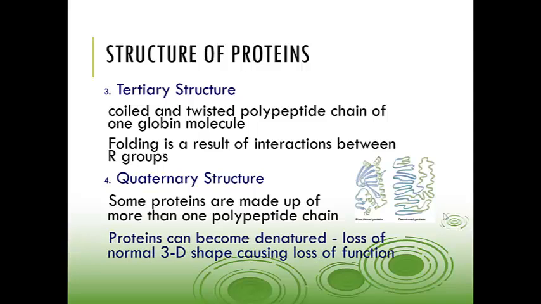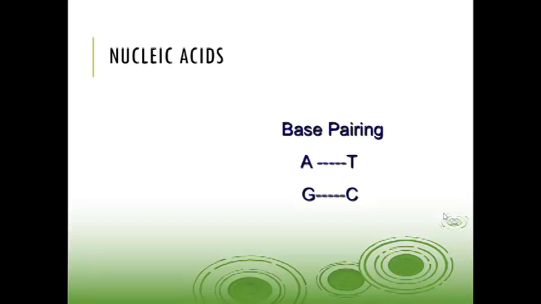Proteins can become denatured. Denatured means that they have been altered. They lose their shape. If they lose their shape, they lose their function. And why do we know that? Because it goes back to that whole lock and key theory, which tells us that they're very specific. It has to fit together, just like a puzzle piece.